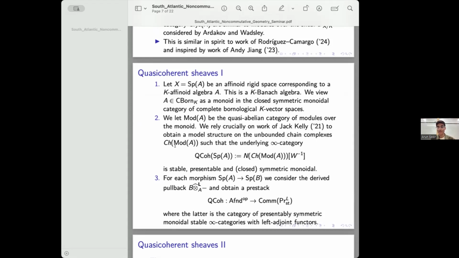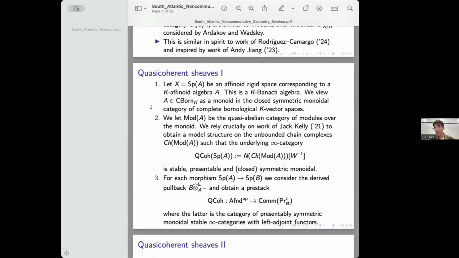So we can think of bornological spaces as being some kind of generalization or alternative to locally convex vector spaces, but with better homological and algebraic properties. Okay, so we view A as a monoid in the closed symmetric monoidal category of complete bornological K vector spaces. So that's what C-born K means. This is step one. Then, given this Banach algebra, we can consider mod A.